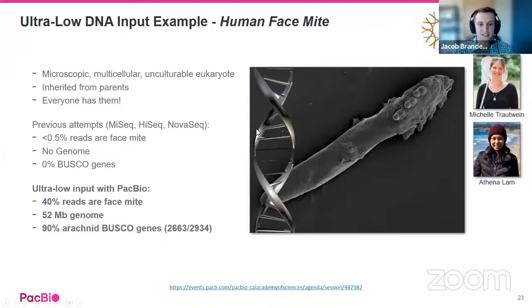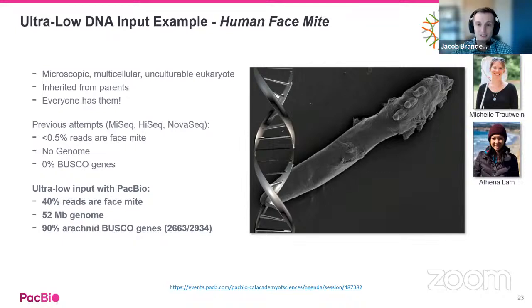So previous attempts at sequencing this genome were unsuccessful. Very few percentages of the reads were able to map back to the face mite genome. And due to this low read coverage, they were not able to assemble the genome. It kind of fell apart at the assembly stages. So once this ultra-low kit came out, these researchers got excited to try this experiment on that workflow.